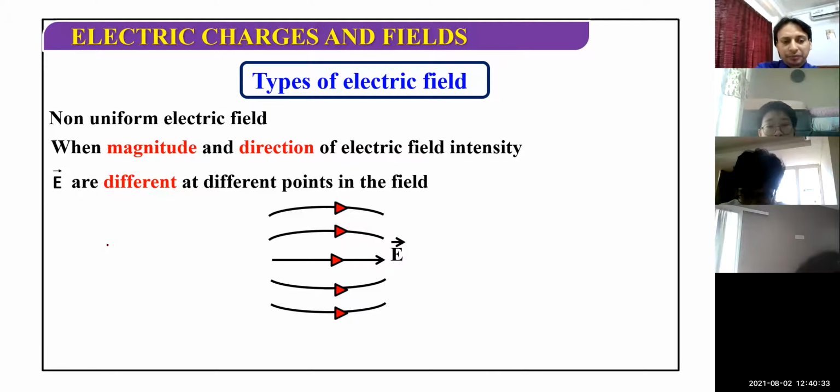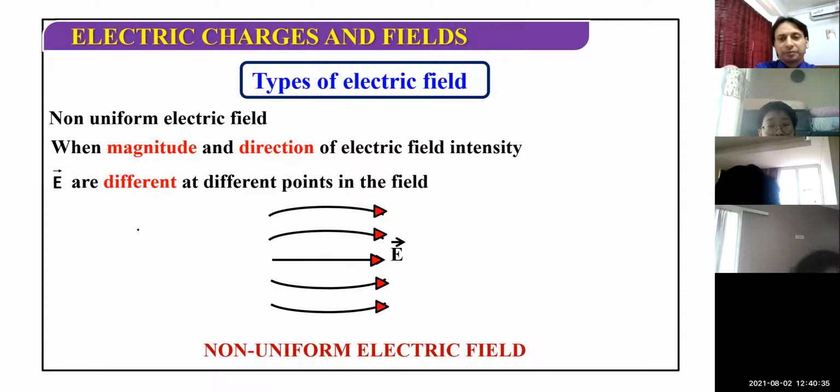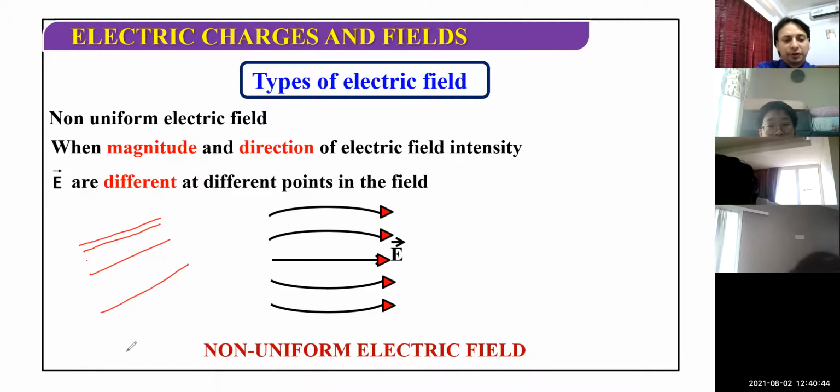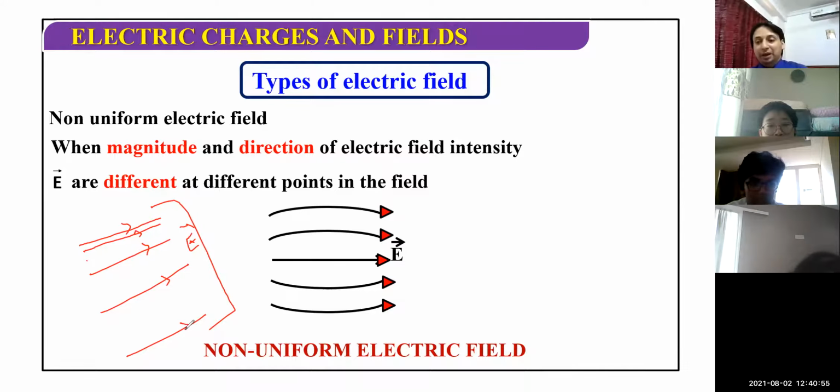For example, I need to annotate. One line, second line, third, fourth, and this. This entire region of space is the electric field, and the lines are going from left to right. Let me put the arrow signs, going from left to right. Even though the lines are parallel, parallel lines are not the necessary condition for a uniform field.